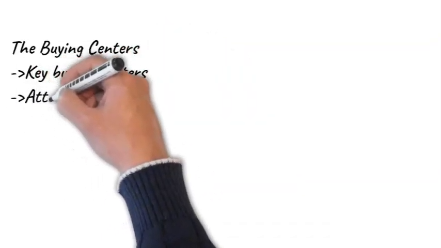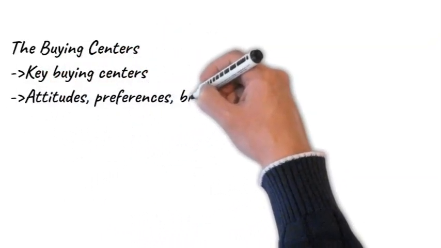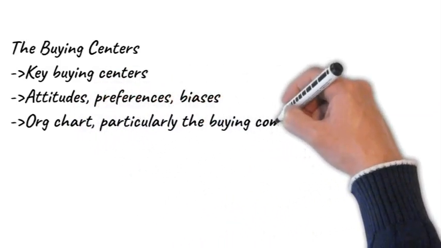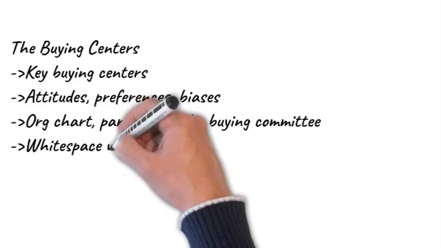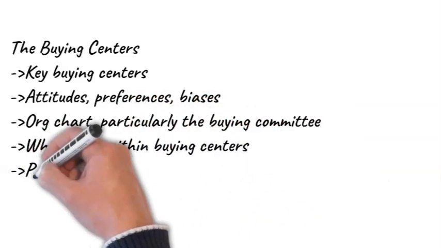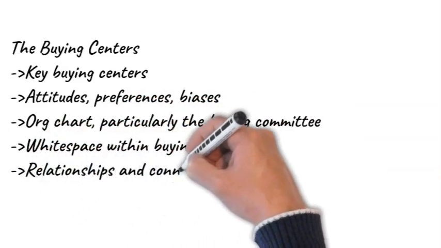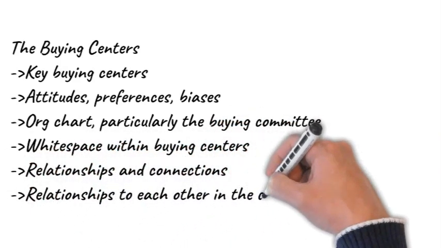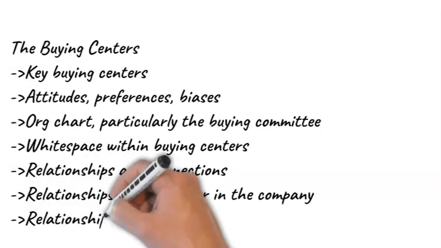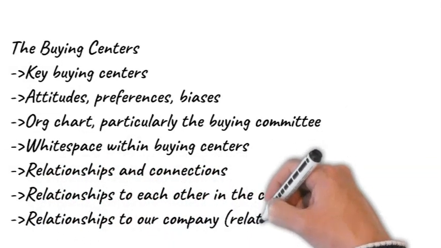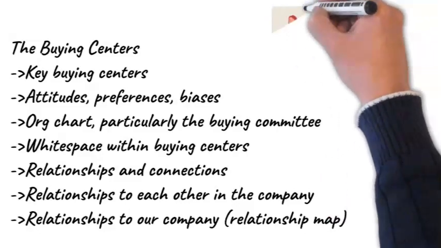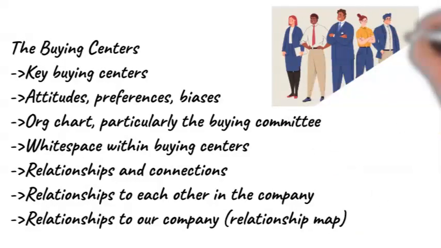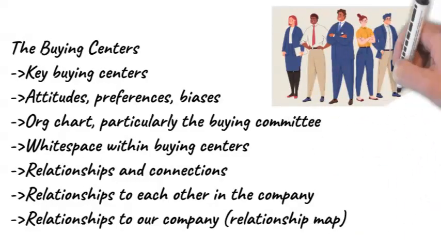We have an opportunity to get granular and look at the buying centers or buying committees within the prospect. Where are the key buying centers located, either organizationally or geographically? Can we get any sense of the attitudes and preferences or biases for the members of the buying committee? We want to look at the org chart to see how they're related and what functions are represented. We look at the white space within the buying centers, relationships, connections, relationships to each other in the company, and relationships to our company, if there are any.